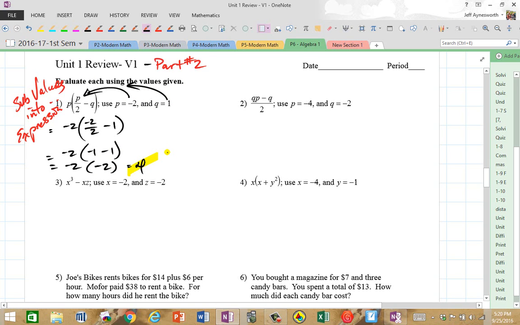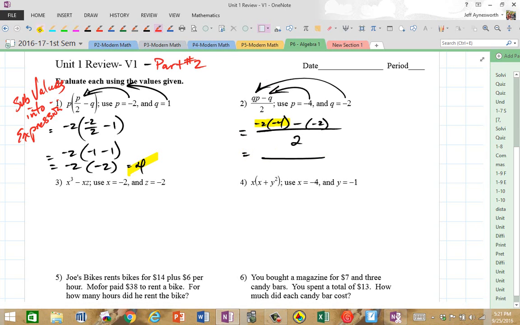Now in this one here, q is -2, so q goes right here and p goes in here. So here we go. So q times p, so we get -2 times -4. So -2 times -4 minus q, which is -2, all divided by 2. So the very first thing is I substitute my values in, and then I use the order of operations. I know this portion right here is 8.